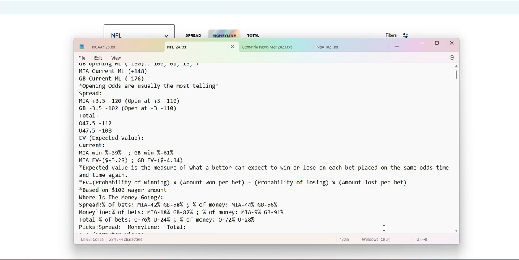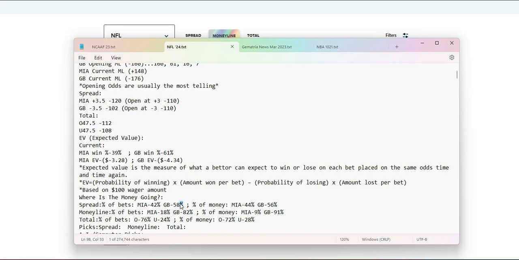All right. Percentage of bets on the spread. 3.5 point favorite are the Packers. 42% going with Miami on the betting. 58% going with the Packers. 44% of the money going with the Dolphins, 56% going with the Packers. Money line percentage of bets, 18% going with Miami, 82% going with the Packers. Percentage of money, 9% going with Miami, 91% going with Green Bay on the money line.